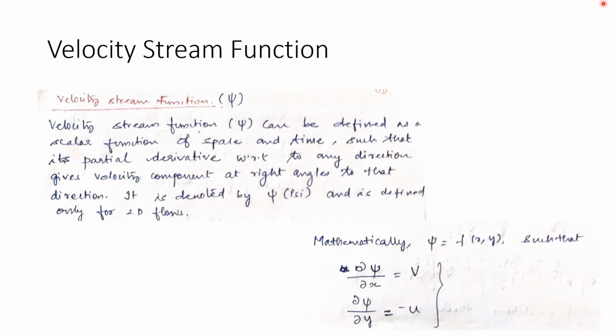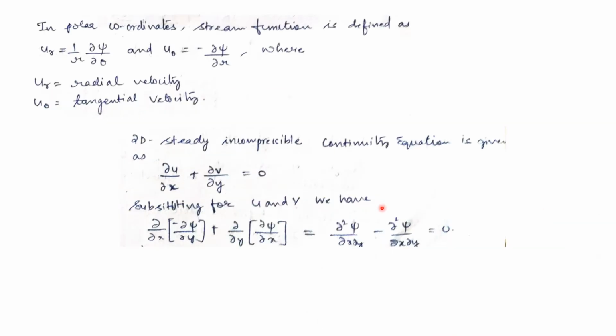That means velocity at 90 degrees. That means ∂ψ/∂x would be v and ∂ψ/∂y would be minus u. Just equate it, you'll get the velocity stream function.